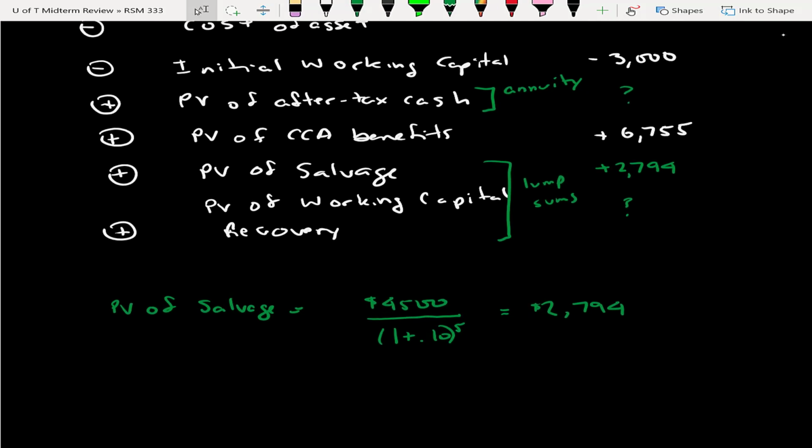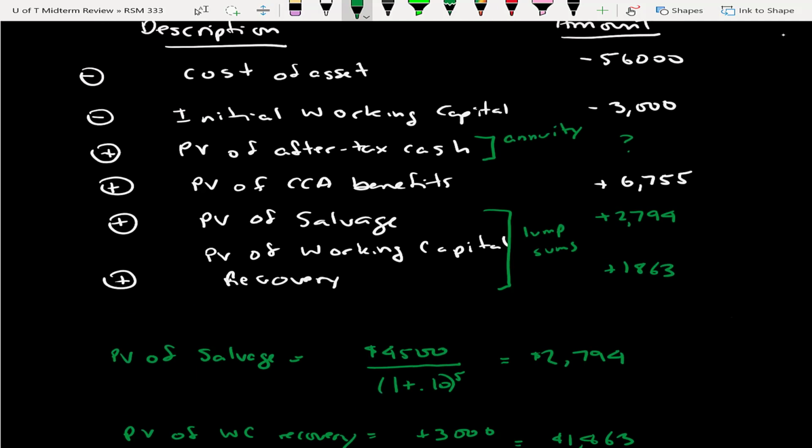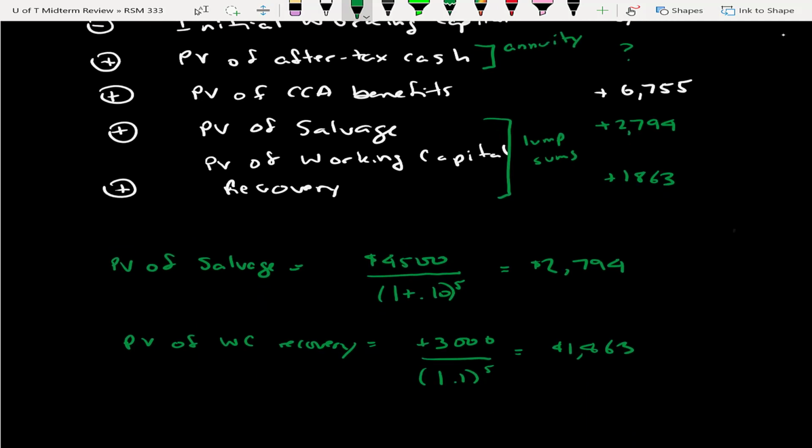And the working capital recovery is also simple to do. That is going to be the $3,000 that we get back at the end of the life, because we've sold off all the inventory, divided by 1.1 to the power of 5, just like salvage value. And that works out to 1,863. Okay, so that is positive 1,863. And the only thing left is this annuity, this after-tax cash flow.